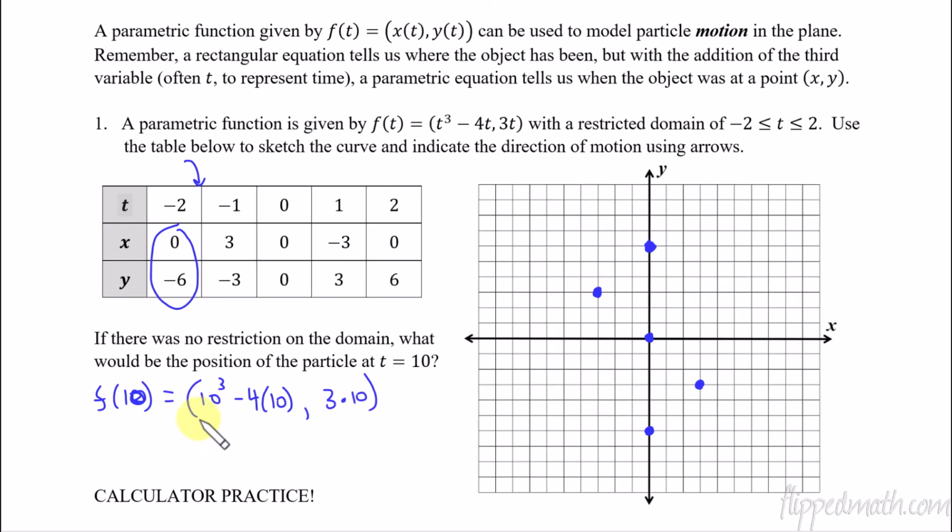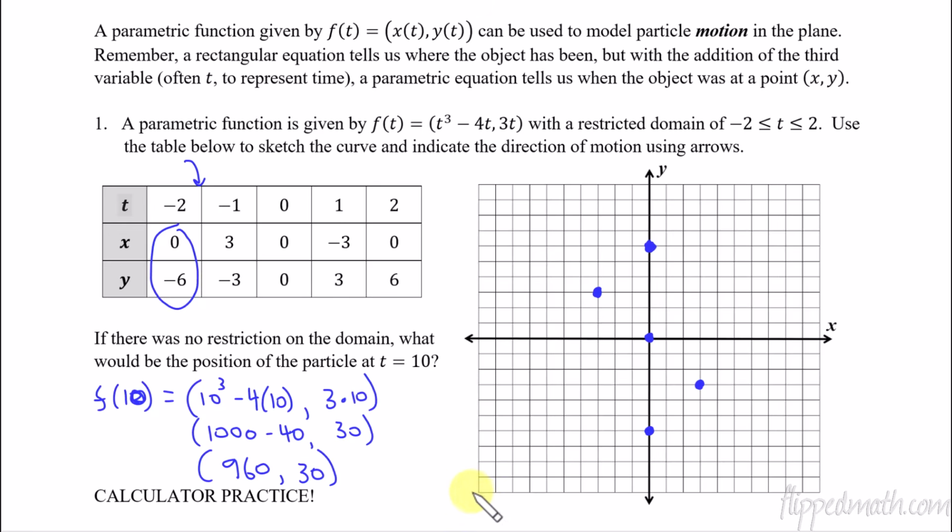What is that? 10, 100, 1,000? 1,000 minus 40, and then here's 30. So the final answer is that the coordinate point at t equals 10 would be at 960, 30. That's where the coordinate point would be.